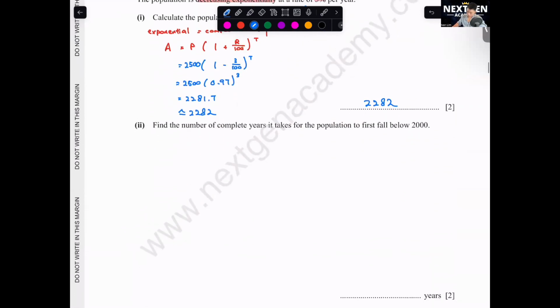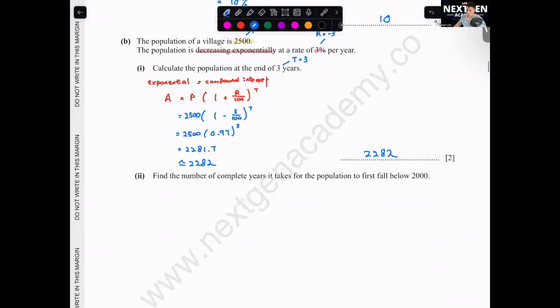The next one, a 2-mark question. Find the number of complete years it takes for the population to first fall below 2,000. So we write down an inequality first. 2,500, using the above formula, multiplied by 0.97 to the power of n, where it first falls below 2,000.